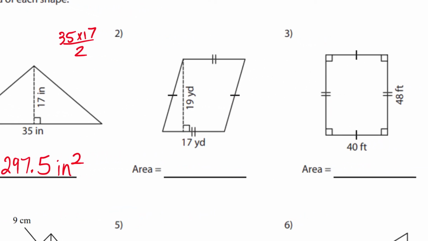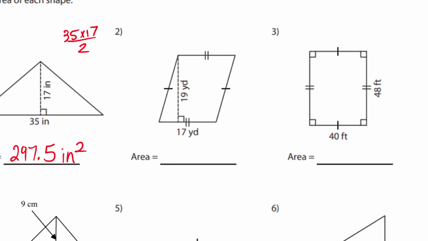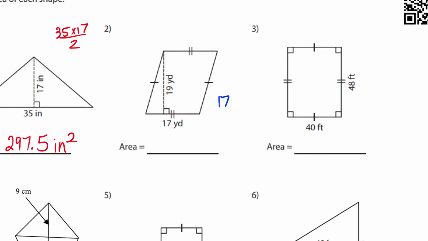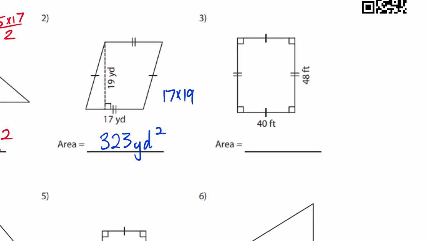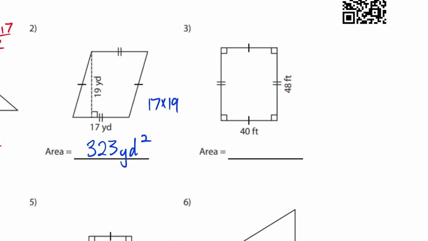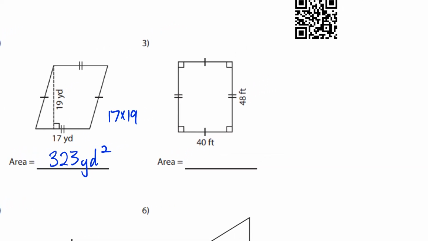Okay, next one, now we're going to find the area of this one. It's just base times height, 17 times 19, which is 323 square yards. Okay, next one, how are we going to find the area of that one? Base times height, length times width, so just 40 times 48, which is, good, 1,920 square feet.